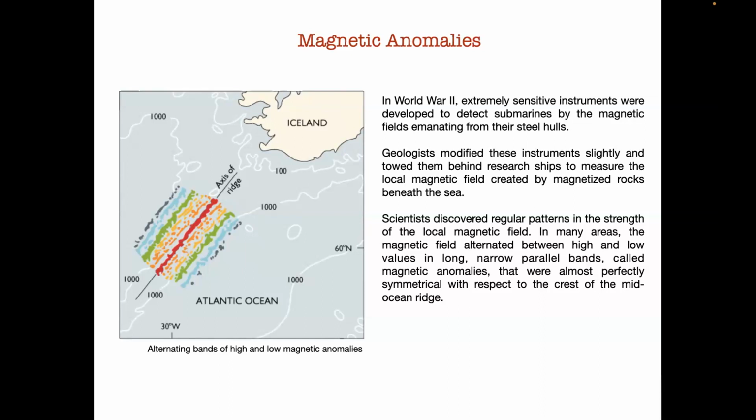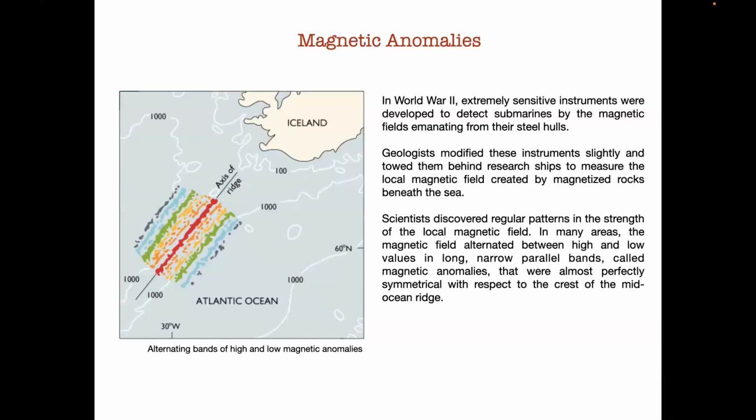These alternate high and low values of magnetic field they call magnetic anomalies. You can see in this picture these colorful bands. The alternating colorful bands are your magnetic anomalies, which are almost symmetrical with respect to the axis of the ridge.